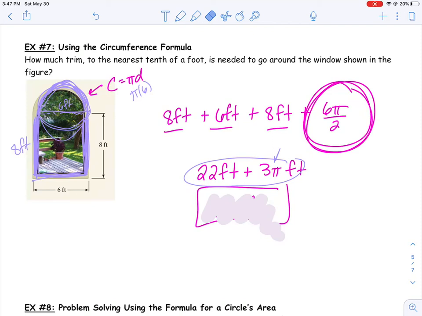If they asked you for an answer, which they did in this one, rounded to the nearest tenth, I'm going to go ahead and put that in my calculator, 3 times pi plus 22, and I'm going to round to the nearest tenth place. That's 1 decimal place. I got 31.4 feet. I would need 31.4 feet of trim to go around that window.